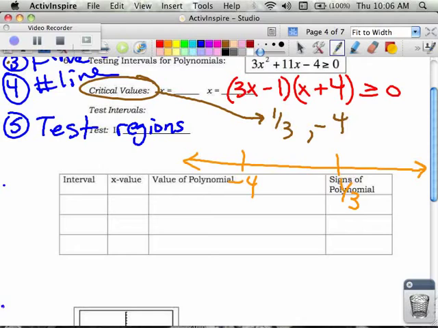And I don't really care what the number is, I just care about what sign is being produced. So I have a positive number times a positive number. The kind of numbers that are being produced in this region, when I plug in numbers off to the right in this region, are positive numbers. So I'm going to put a plus sign in that region.